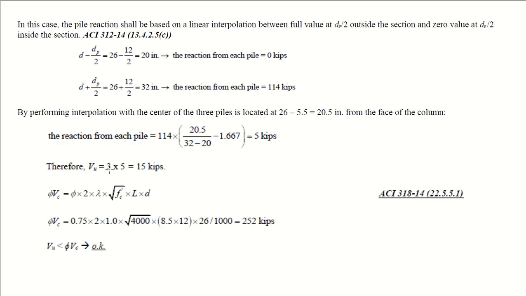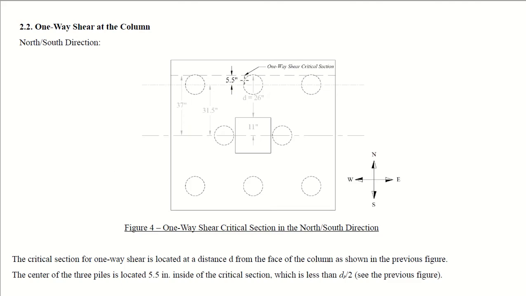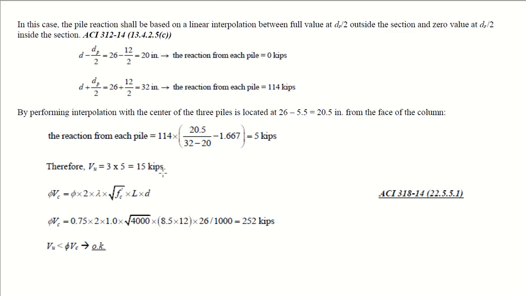Therefore Vu is equal to 3 into 5, because there are three piles in a row, 1, 2, 3, and you are doing this for these three piles. 3 into 5 is equal to 15 kips. This is your Vu. Now checking the shear capacity, putting the values in this equation, it comes out to be 252 kips. So Vu is 15 and this is 252. So one-way shear is not a case to be considered, but we just applied the checks. So phi Vc is much greater than Vu.